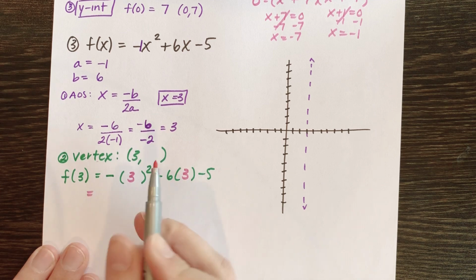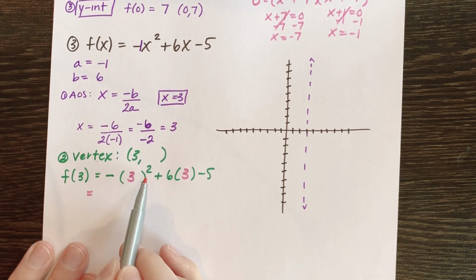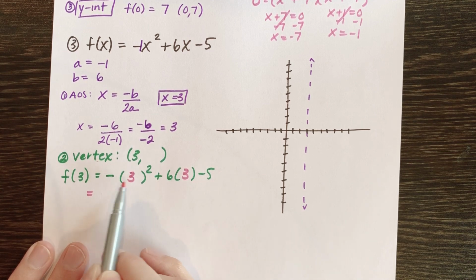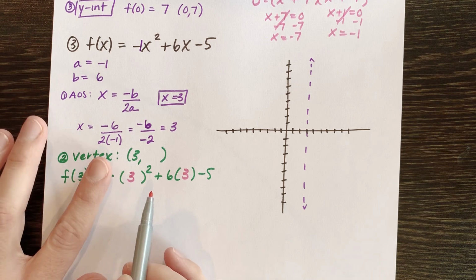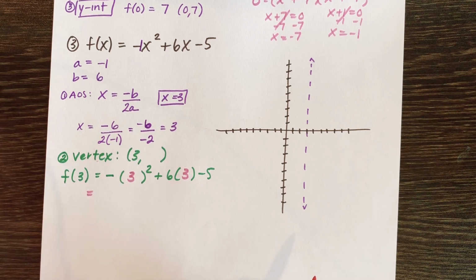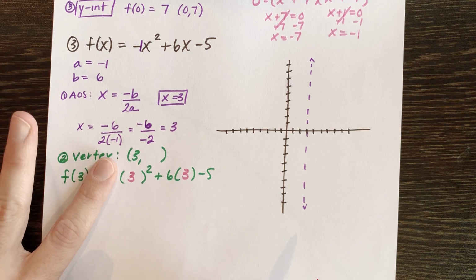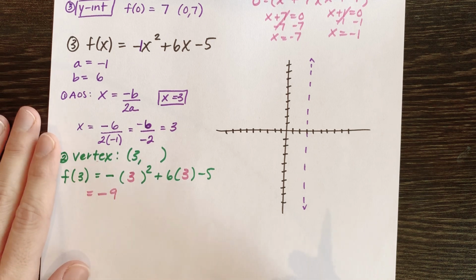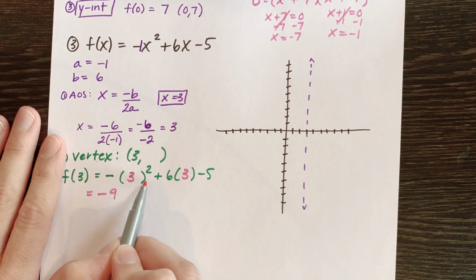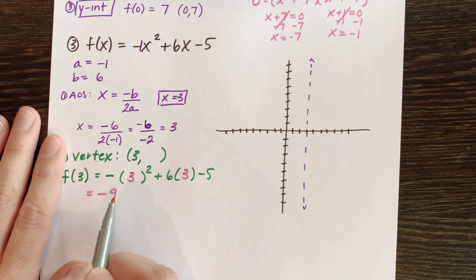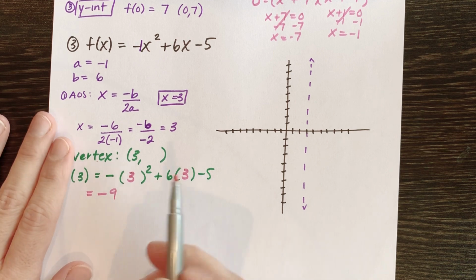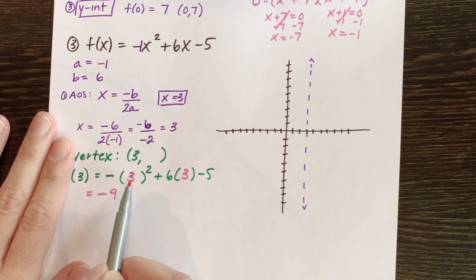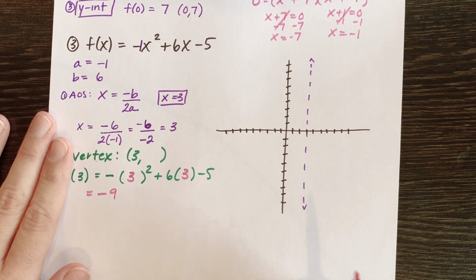So f of 3, notice the change here. This is not -3 that I'm squaring. I'm squaring 3, and then I happen to have a negative out in front. So 3 squared is 9 times that -1 out in front is -9. If you type it in exactly as you see it here, your calculator will say -9. If you type it with that negative inside, your calculator will say +9.